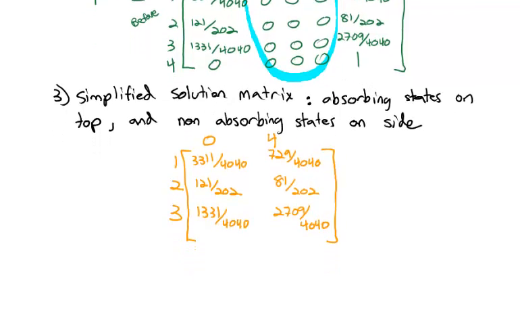And then this solution matrix gives us the same information, a lot more condensed, without all of those extra zeros and the 1 on the diagonals.